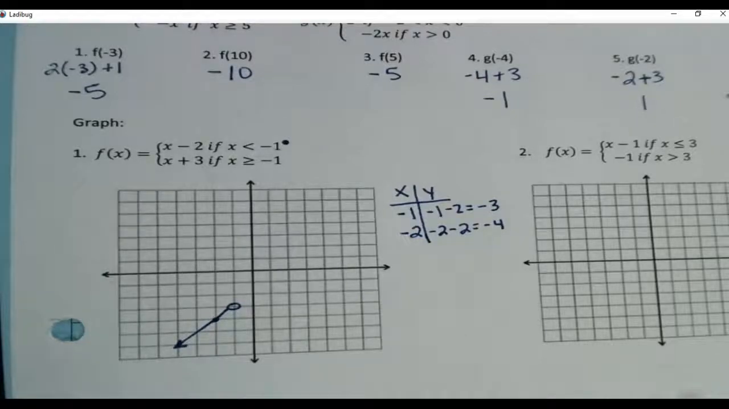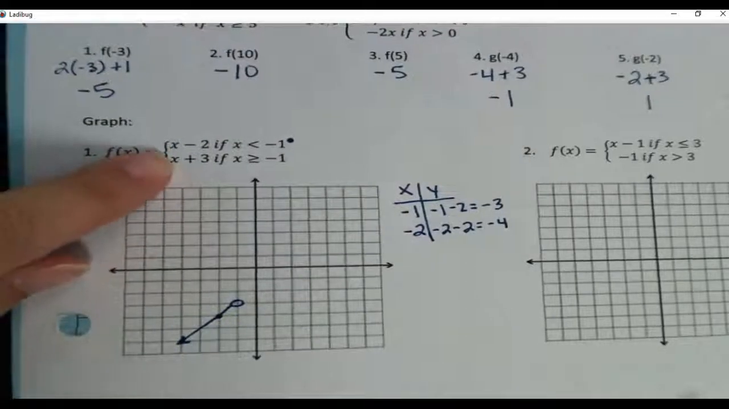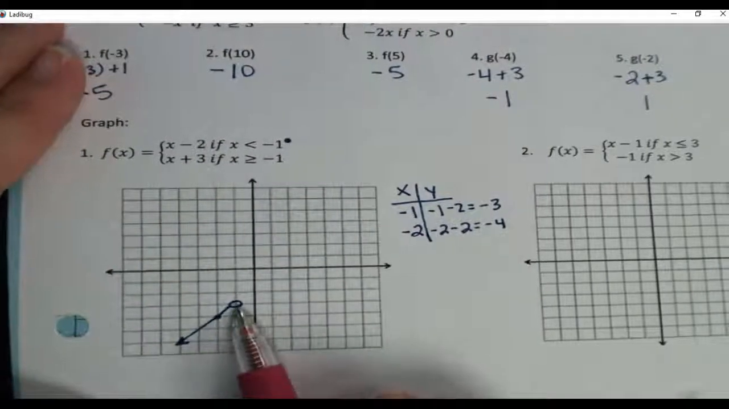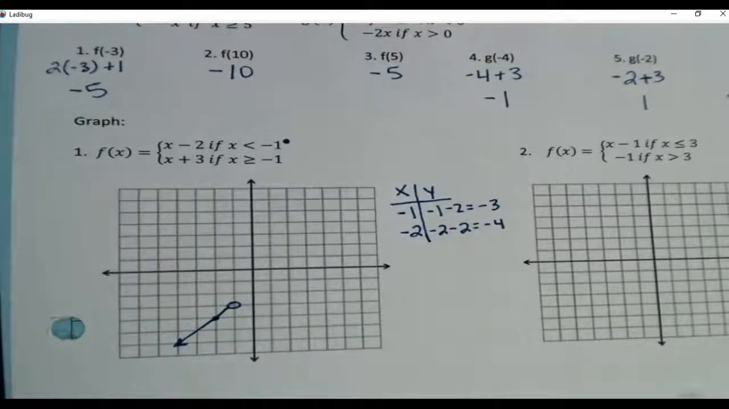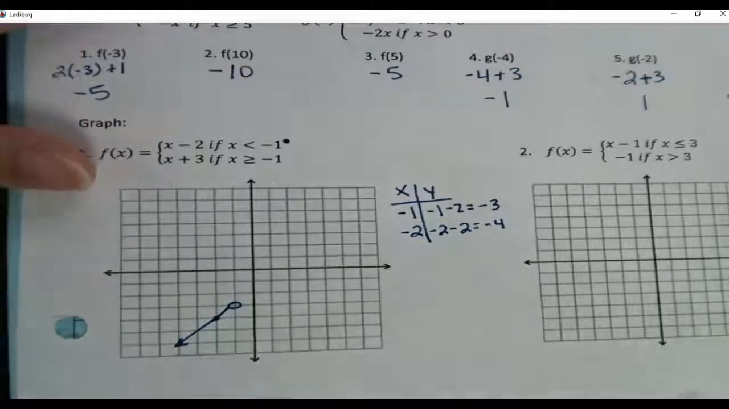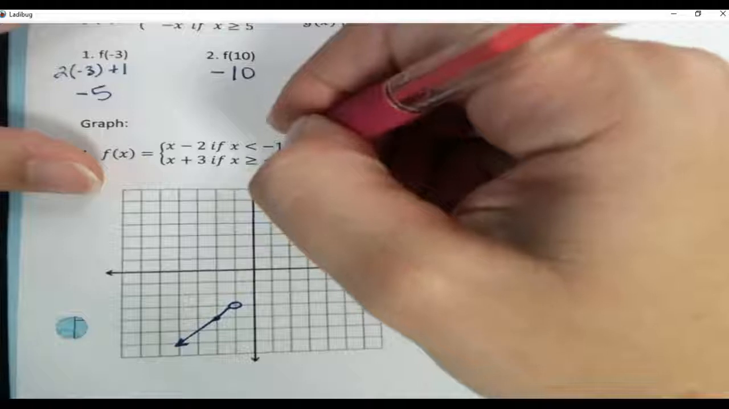The other way that you can do it is look at your slope. So like on this one, our slope is 1. So if I wanted less than that, I would have to go down 1 over 1. So you can also do it by slope. You don't have to do it with the table. Any other questions? Alright, let's look at our next one with our other color.